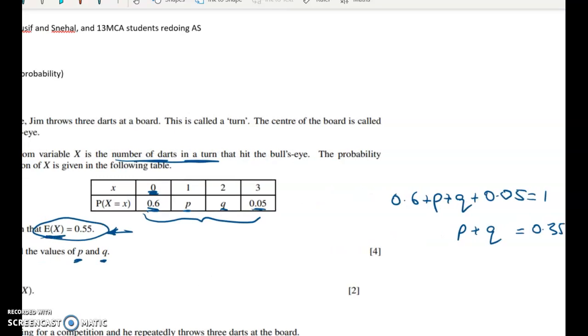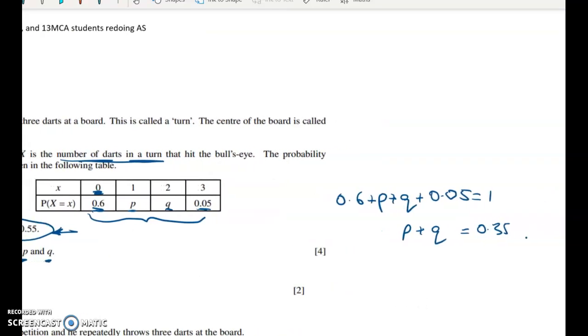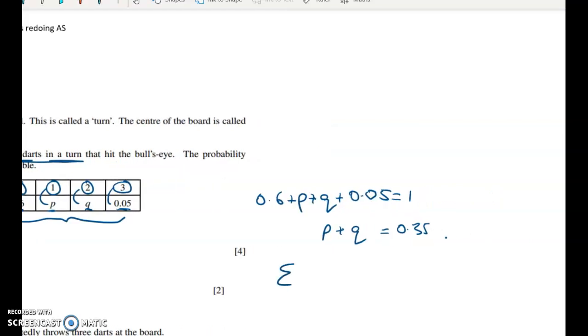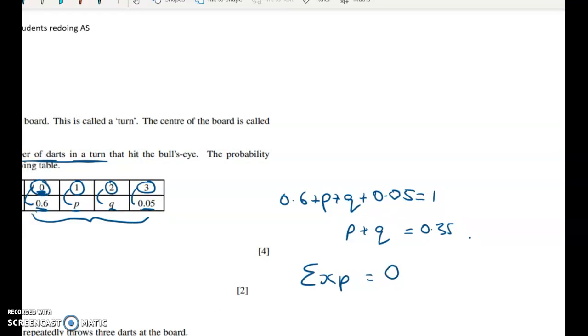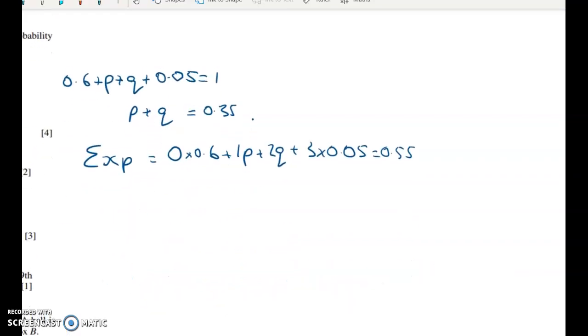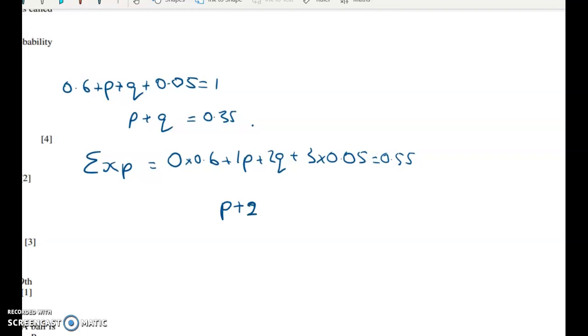Next, we have to apply the definition for the expected value. And we do that by weighting the outcomes, 0, 1, 2, or 3, by the probabilities. So the formula for that is just this. So here we've got 0 times 0.6 plus 1p plus 2q plus 3 times 0.05, and we know that that equals 0.55. Right, so working that through gives me p plus 2q is equal to 0.55 minus 0.15, which is 0.4.